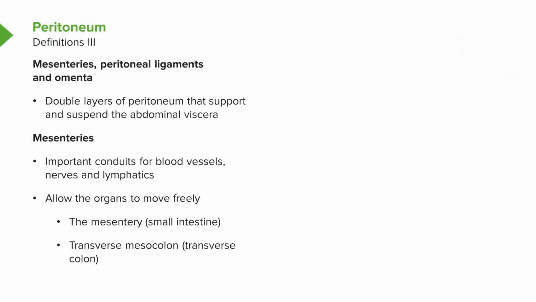We have another one, which is the transverse mesocolon, but we could have the sigmoid mesocolon as other examples. The mesentery, though, is the most extensive, and it allows the branches of the superior mesenteric artery to run up through it to supply the small intestine with its blood, its nutrients.